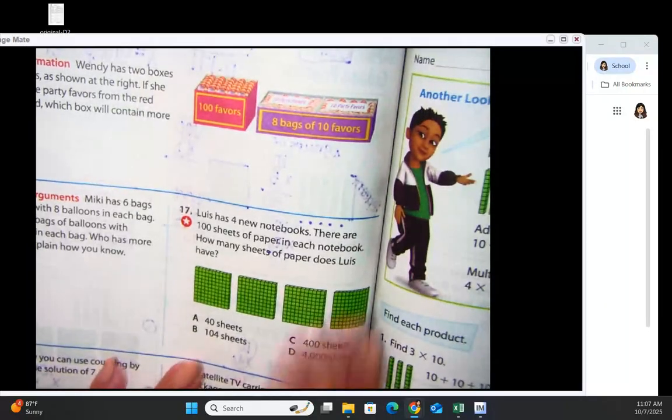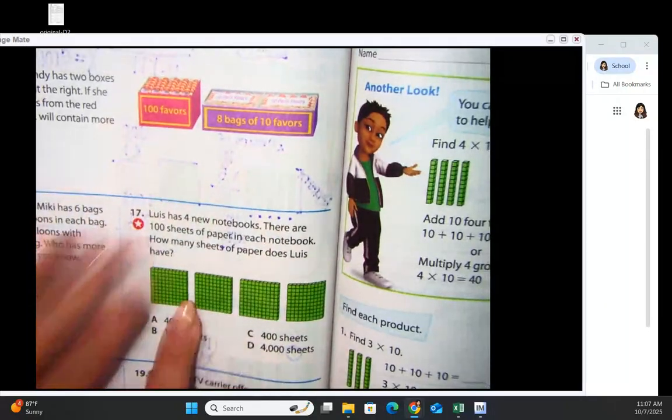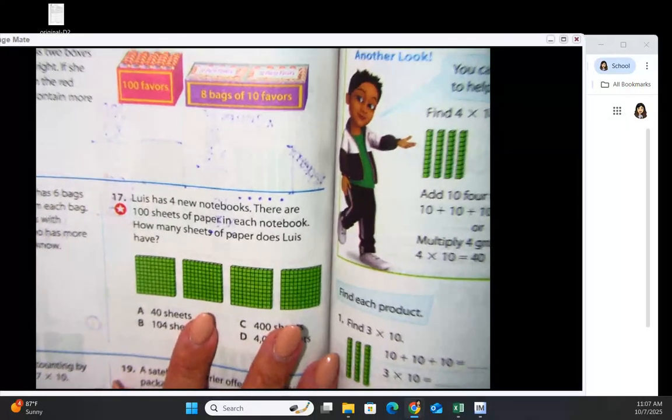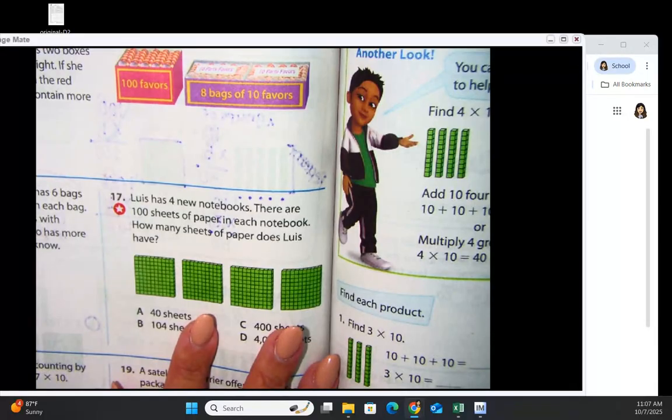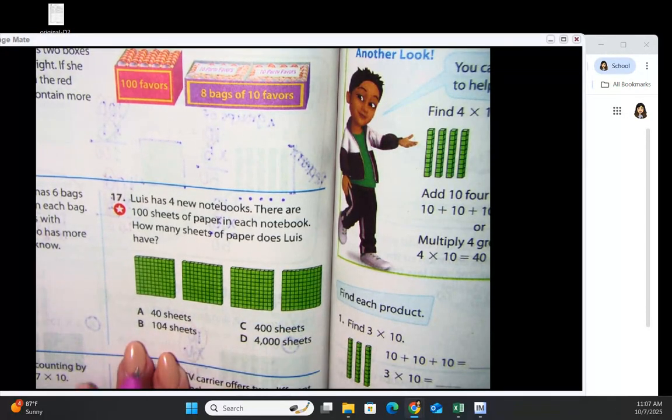Okay, let's flip the page. Let's go to number 17. Not right now. Number 17. Who can read this for me? Okay, Violeta. Louis has 4 new notebooks. There are 100 sheets of paper in each notebook. How many sheets of paper does Louis have?